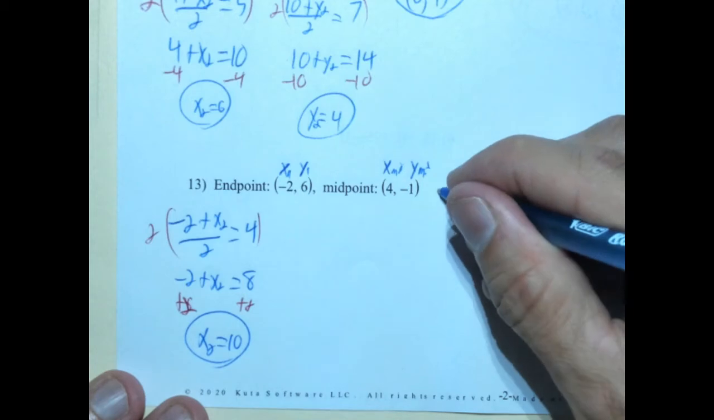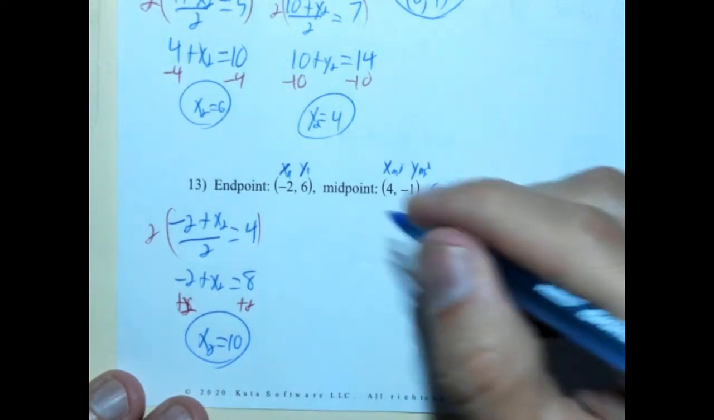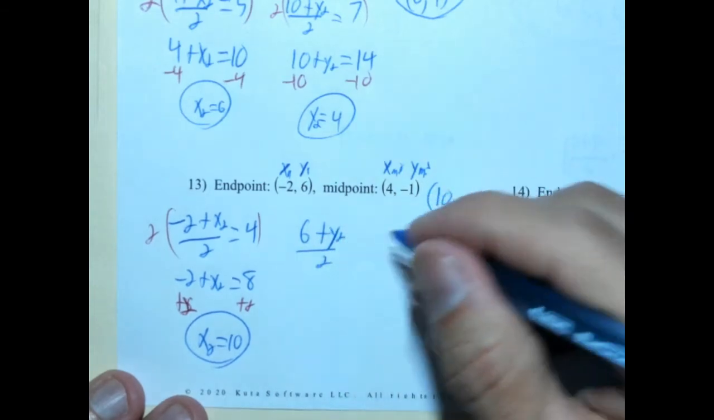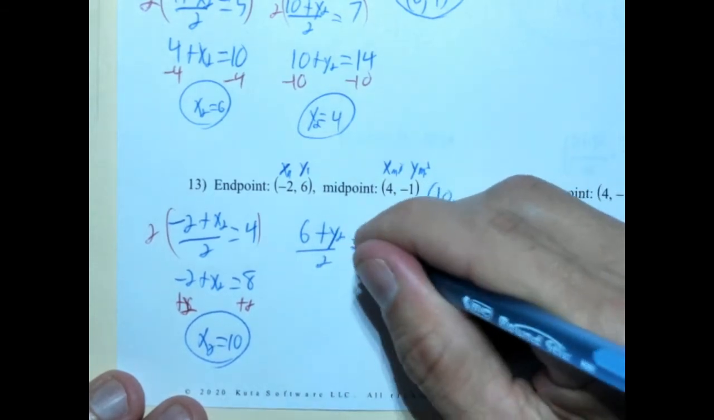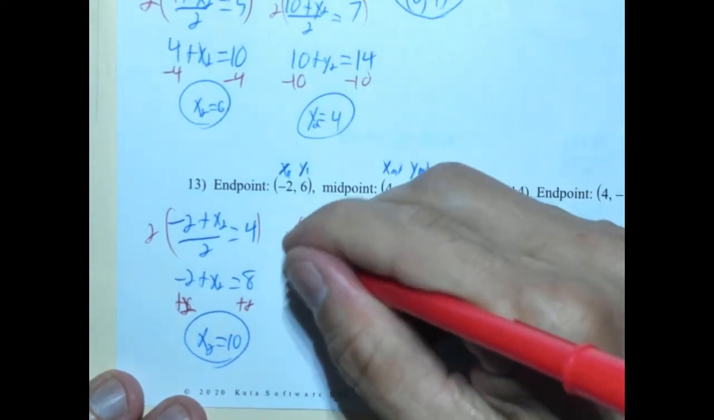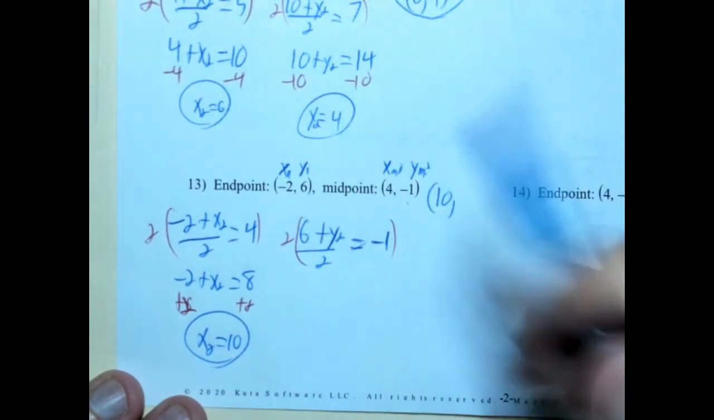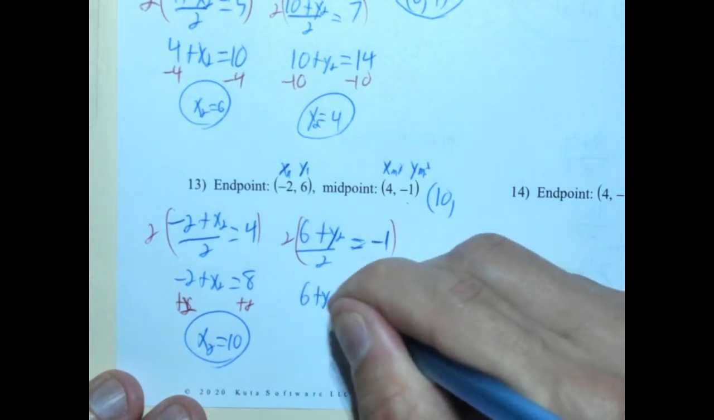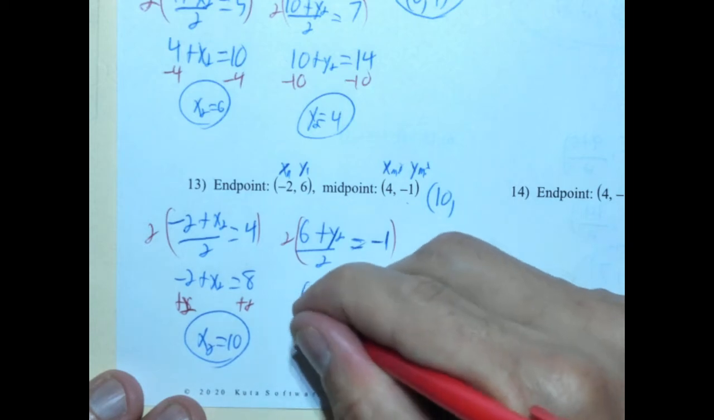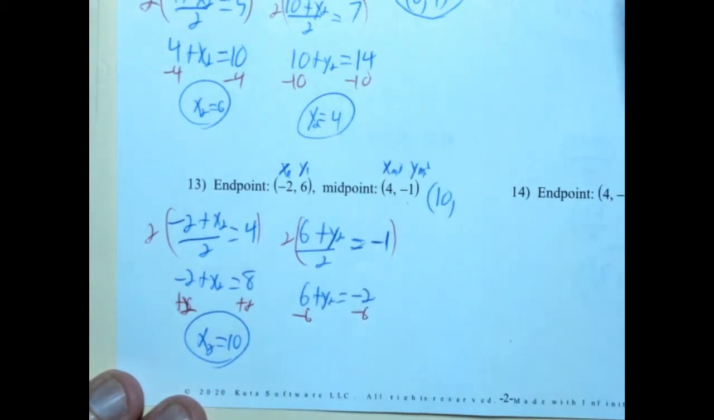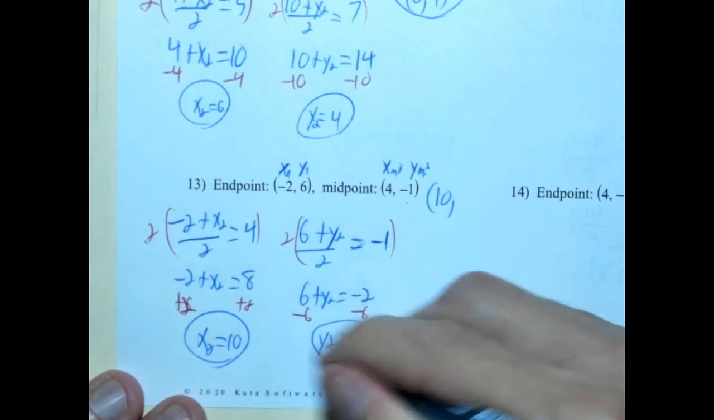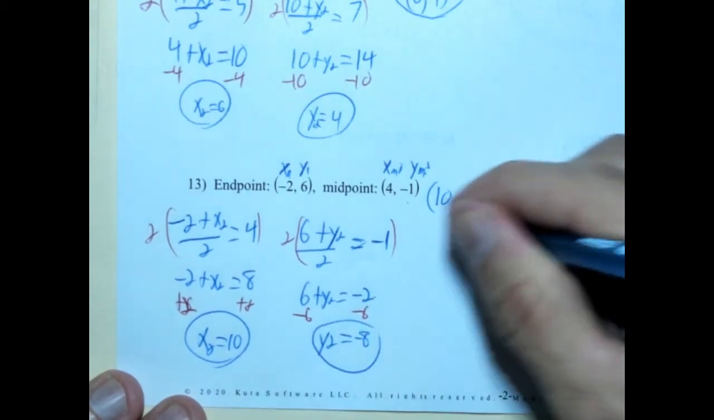Okay, that's our x value. So 10, comma. And now we're looking for the other one. So 6 plus y sub 2 over 2 equals -1. And 6 plus y sub 2 equals -2. We're going to subtract 6 from both sides. And y sub 2 equals -8. This will be 10, -8.